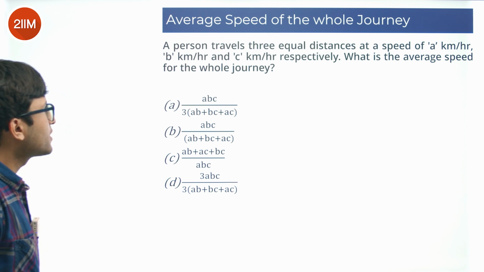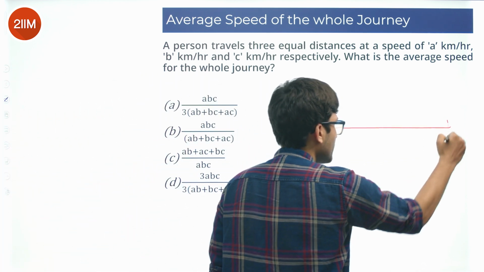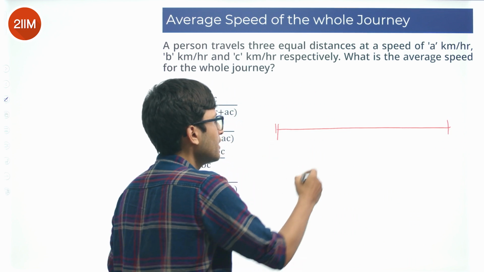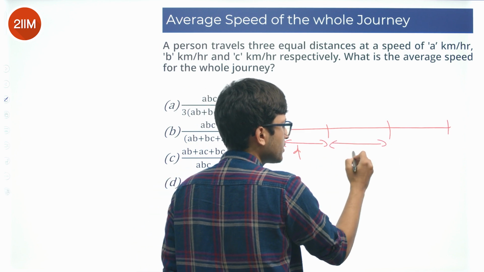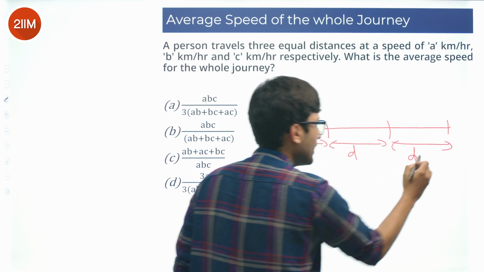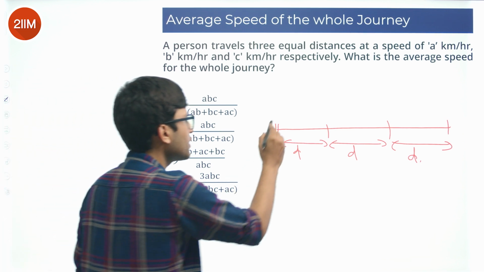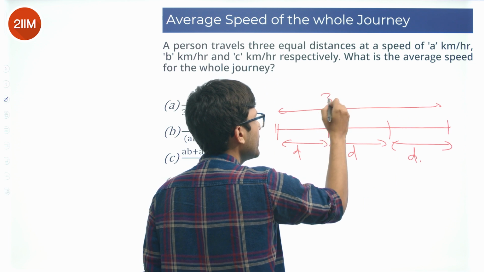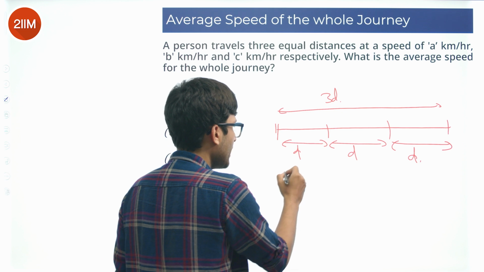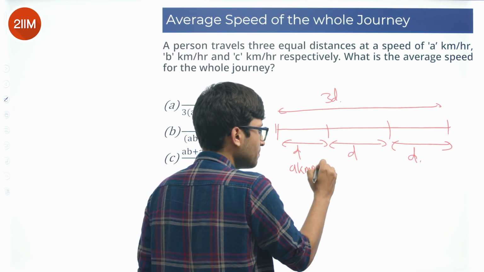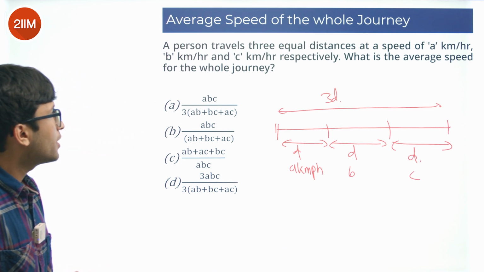A person travels 3 equal distances at a speed of... So if this is the journey, then 3 equal distances, let's call it D, this is also D, and this is as well D. A person travels 3 equal distances, so that means the total distance is equal to 3D, at speeds of A kilometers per hour, B and C. These are the speeds, and I have to find out the average speed.